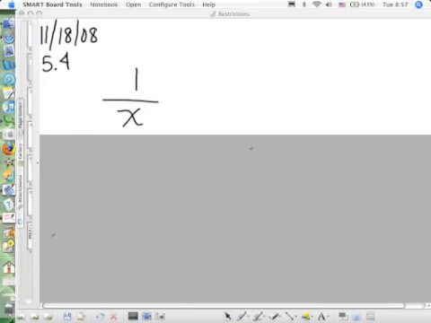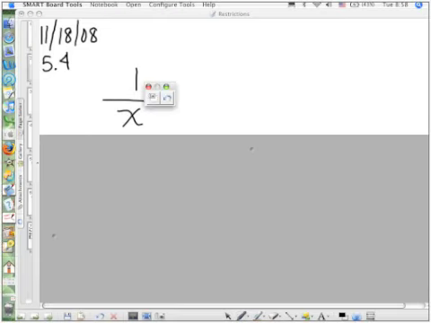Okay, because we cannot have 0 in the denominator of a fraction, anytime there is a variable in the denominator, we're not sure what that number is. It could be anything, except for something that would cause the denominator to equal 0. So if x is the only thing in the denominator, what can it not equal? 0. X cannot equal 0.